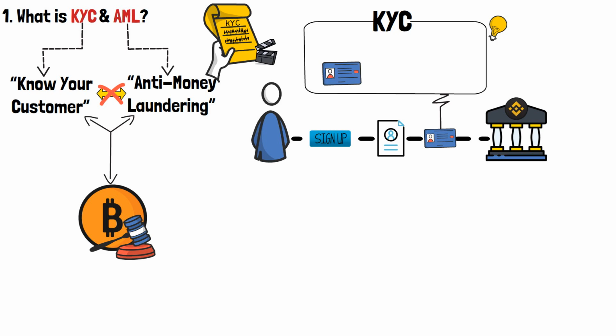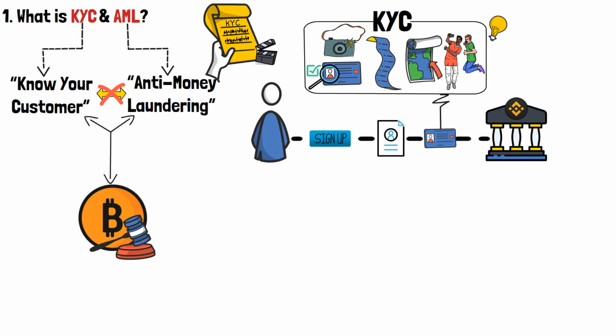A form of identity verification so that the exchange would know that it's actually you who's doing the trading and crypto acquisition. It usually includes a photo of your ID, a selfie, your residential address, and proof of residency as well, information about your financial background, and so on.